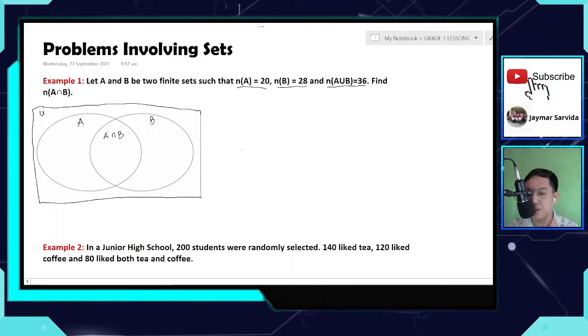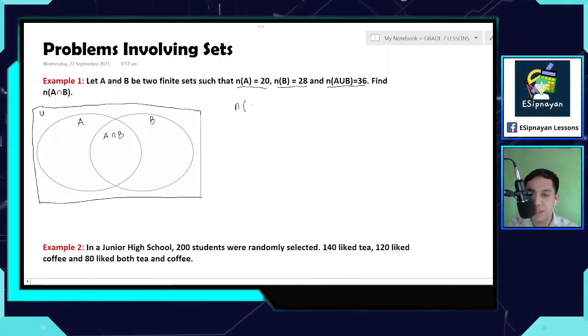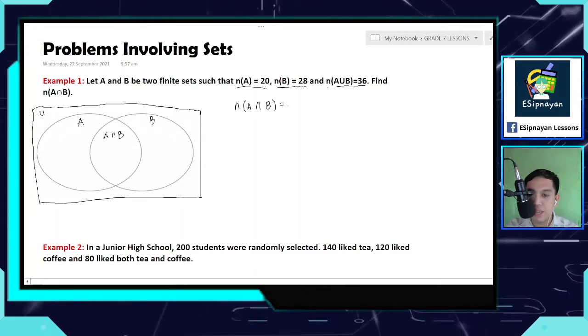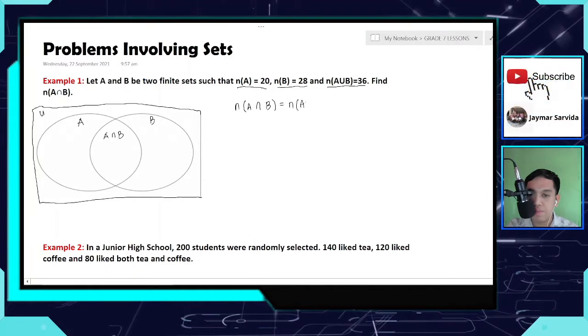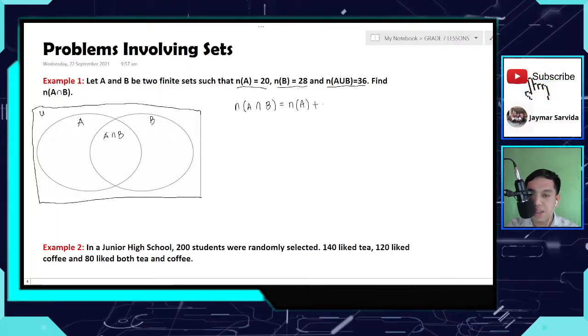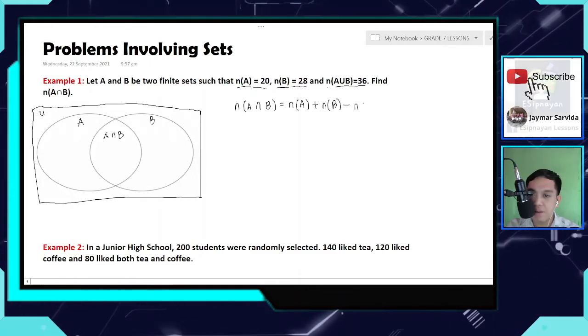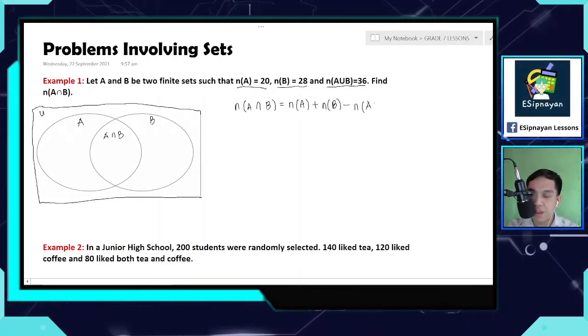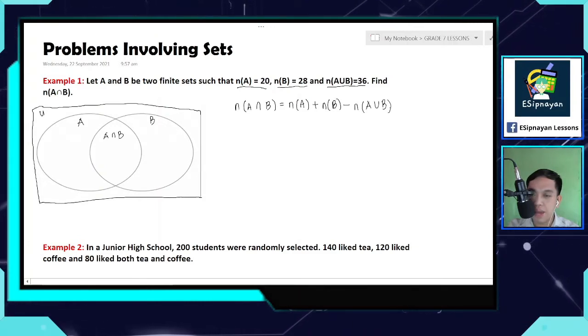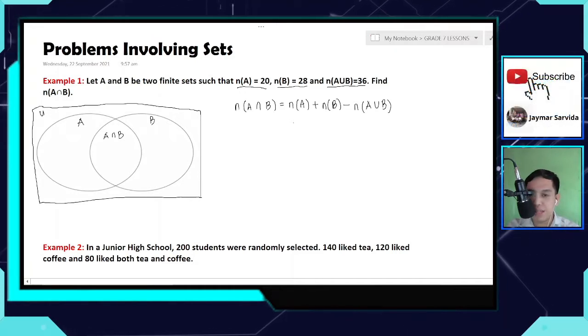Okay, the next step is determine yung ating operation dito. So let's determine the operation. So that is N of A intersection B. Yung next step natin, N of A intersection B is equal to N of A plus N of B minus N of A union B. Okay?